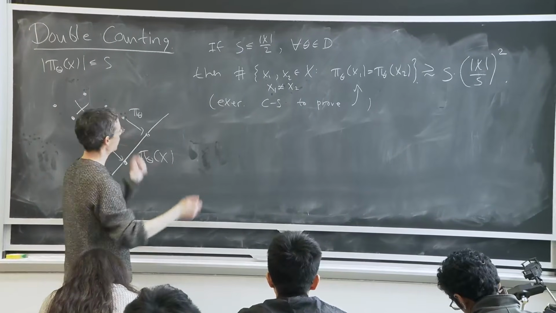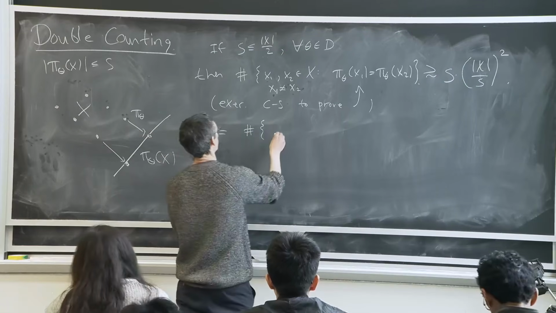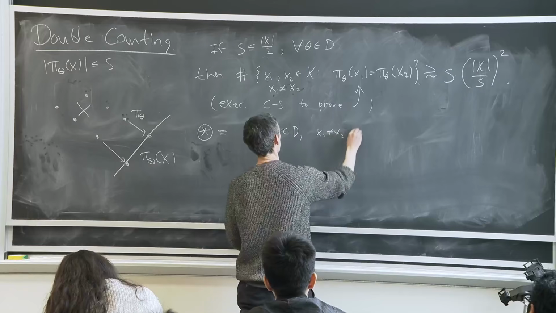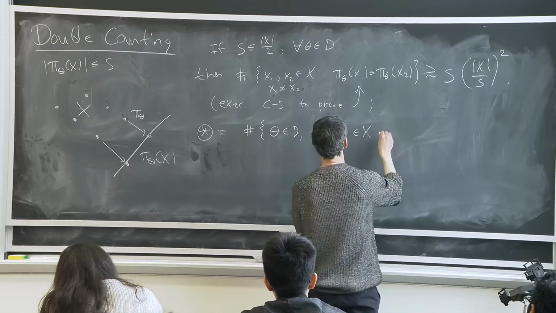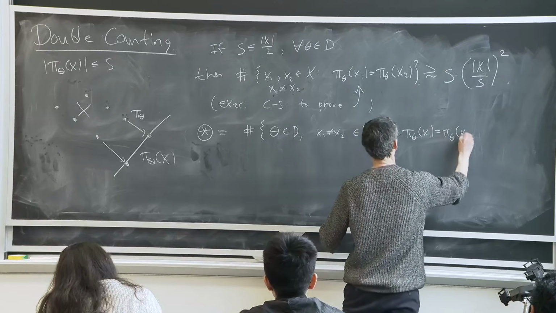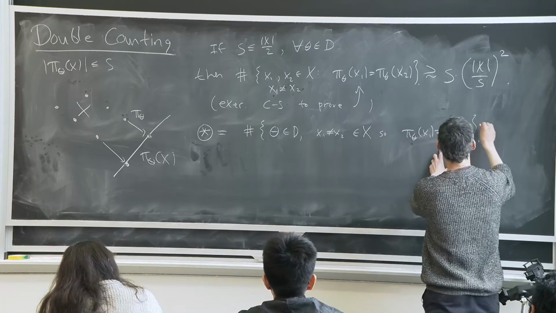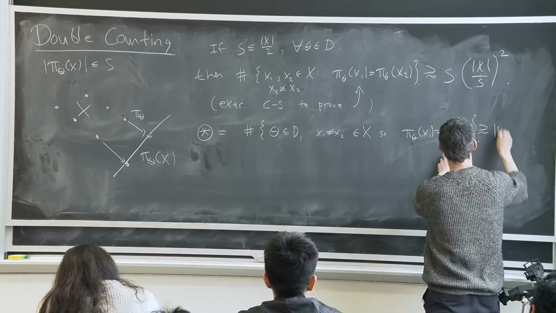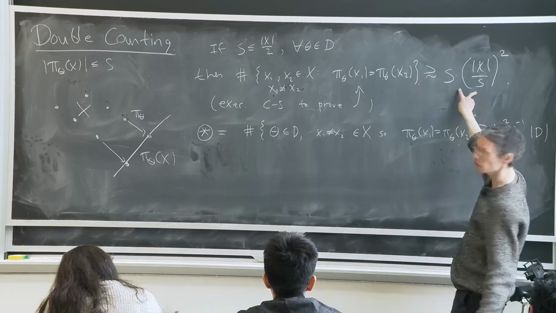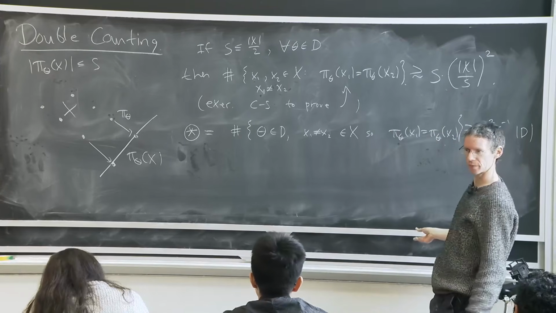And we're going to put it all together. So the key object that we're going to count is the number of directions theta and distinct points in x so that they have the same projection. And there have to be a lot of those, because for every direction there are a lot of them. So the number of these is at least x squared s inverse times the number of directions. The x squared s inverse is just that simplified. And that was how many there are in each direction, and there are d directions.